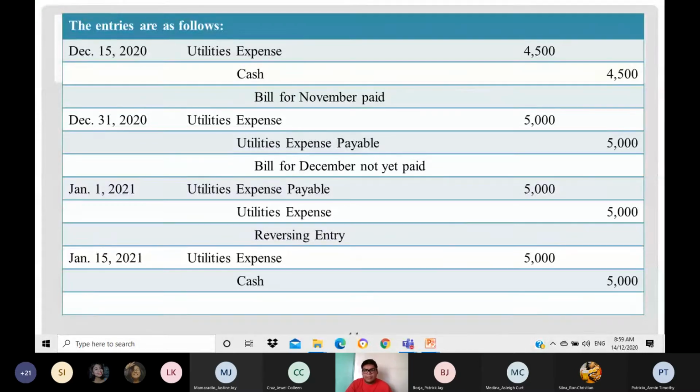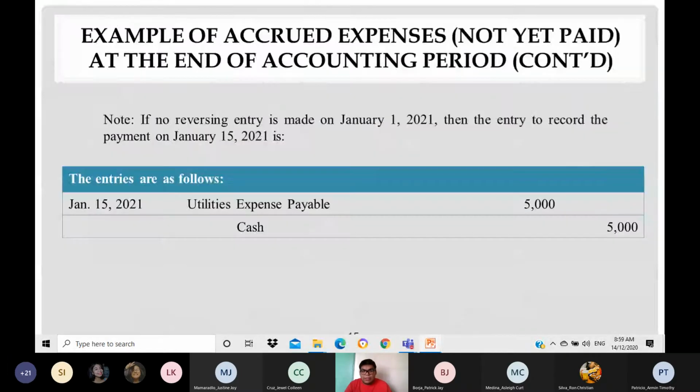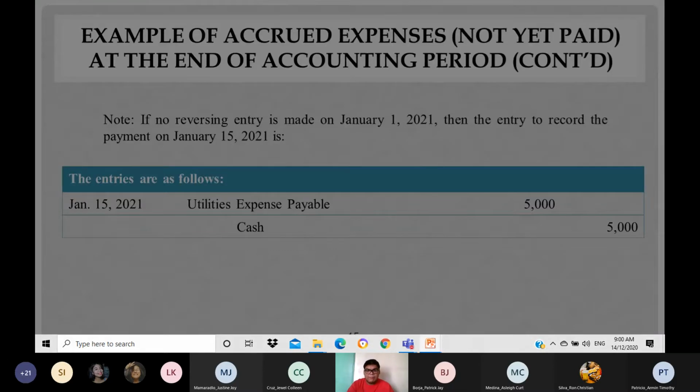So, pag hindi ka naman gumawa ng reversing entry, ito naman ang mangyayari sa'yo. January 15, utilities expense payable, 5,000. And then, credit to cash, 5,000. So, nagbawasan ka lang ng isang step.